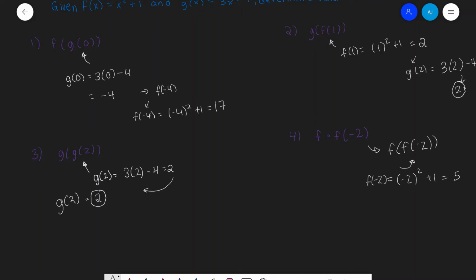Then you can substitute 5 into the equation as f of negative 2. So you are left with f of 5, which is equal to 5 squared plus 1. And once you calculate that, you'll get the answer to be 26.